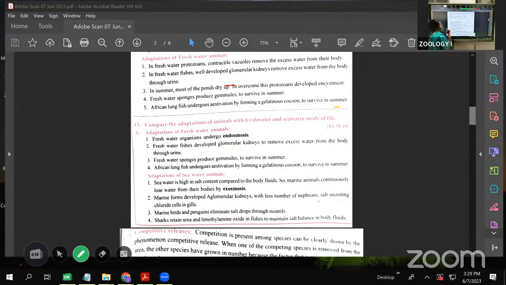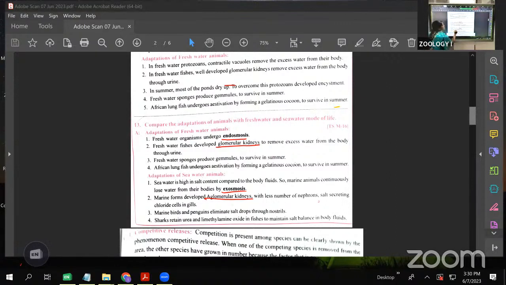Adaptations of the fresh water. Now we discuss what it is. Endosmosis occurs here, the exosmosis there. That means the water enters inside the organisms, so we call it endosmosis. Here, water is being lost. That's why we call it exosmosis. Next, the freshwater fishes develop glomerulus kidneys. Here, they have the glomerulus kidneys. The comparison is very, very easy. The glomerulus kidneys remove the excess water through the urine.